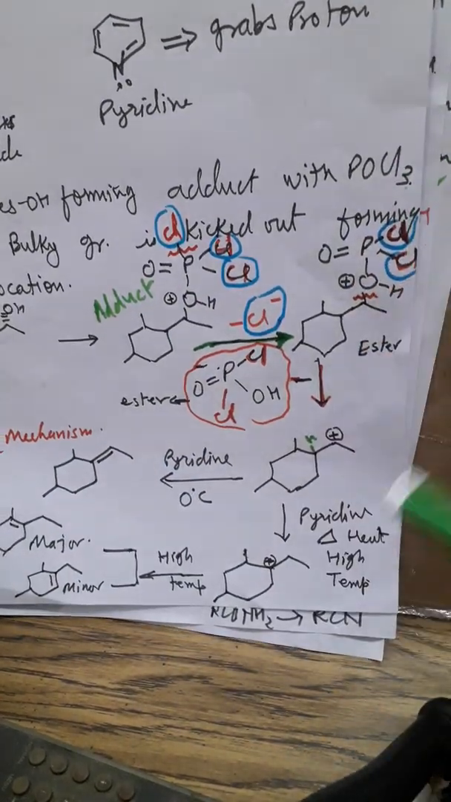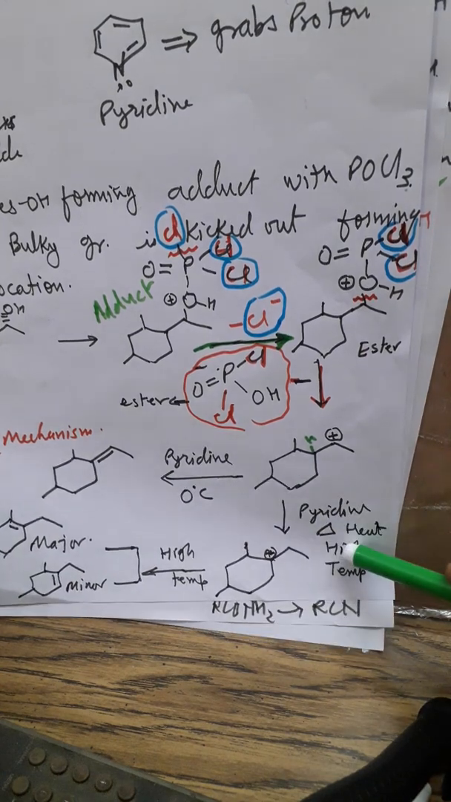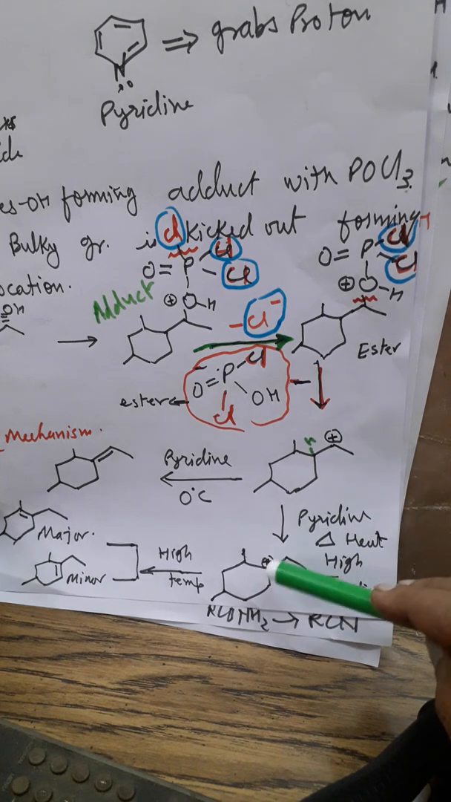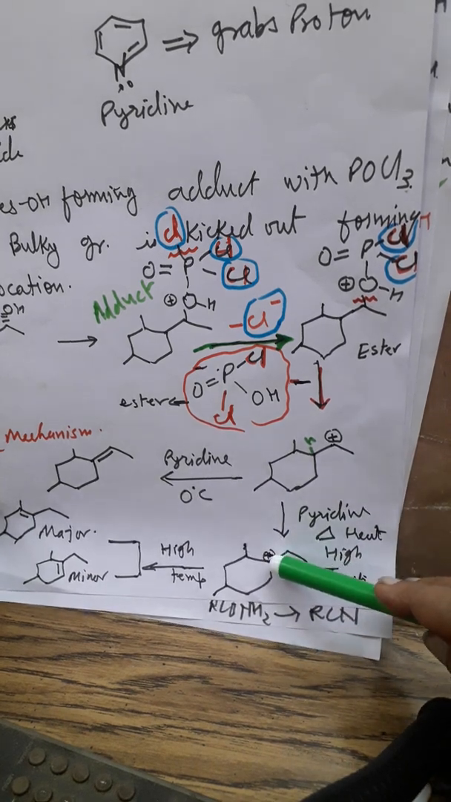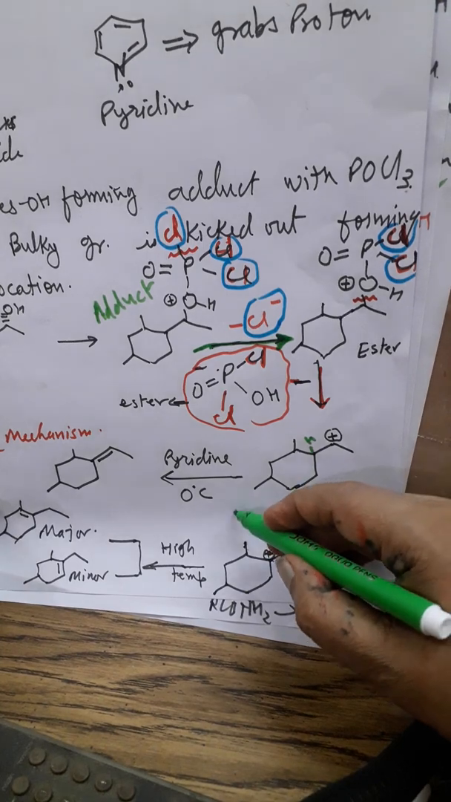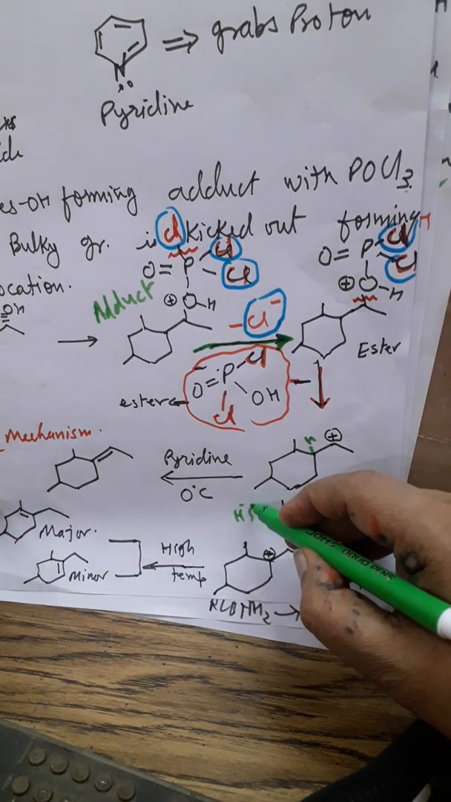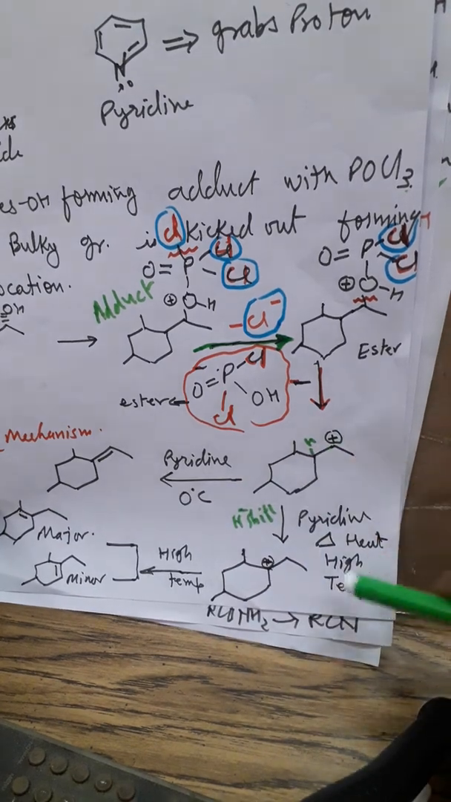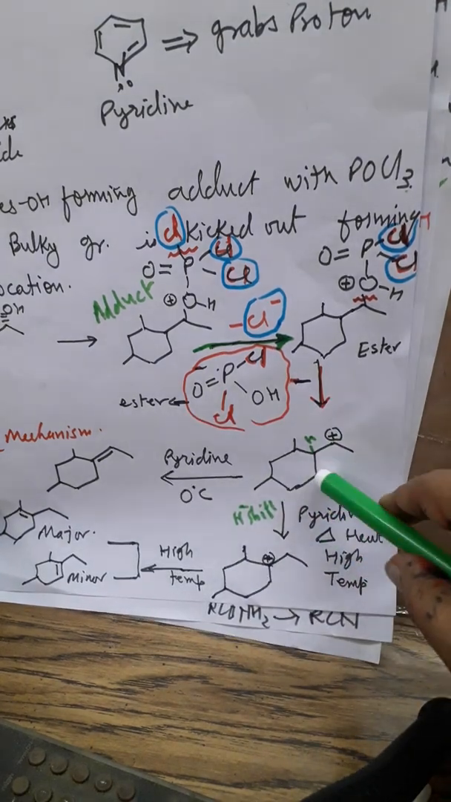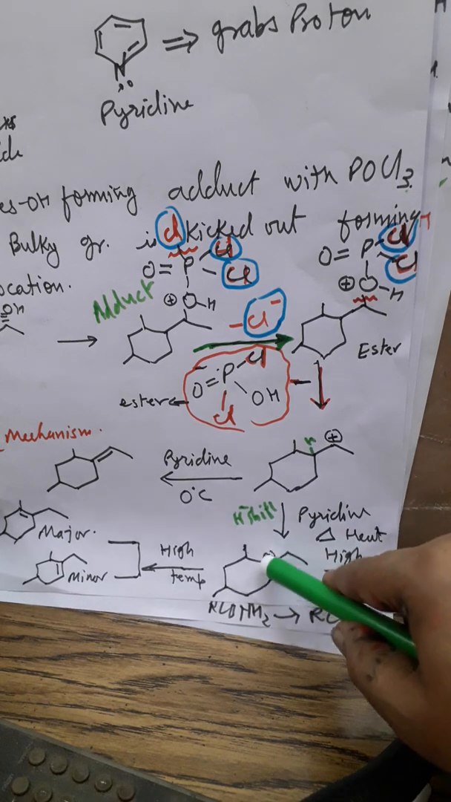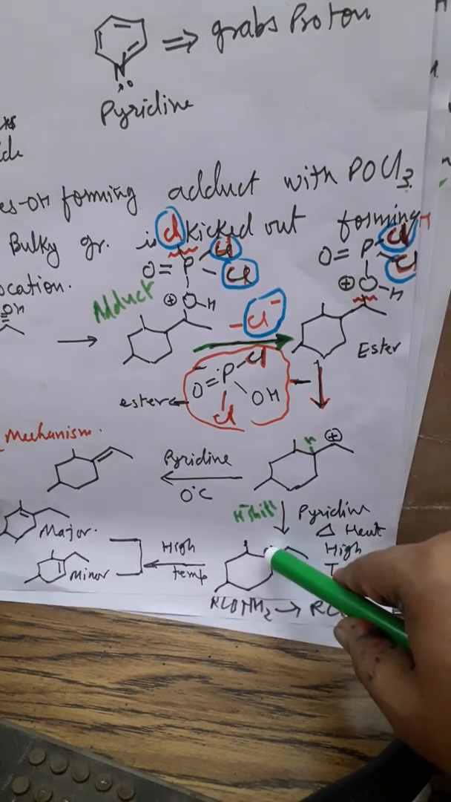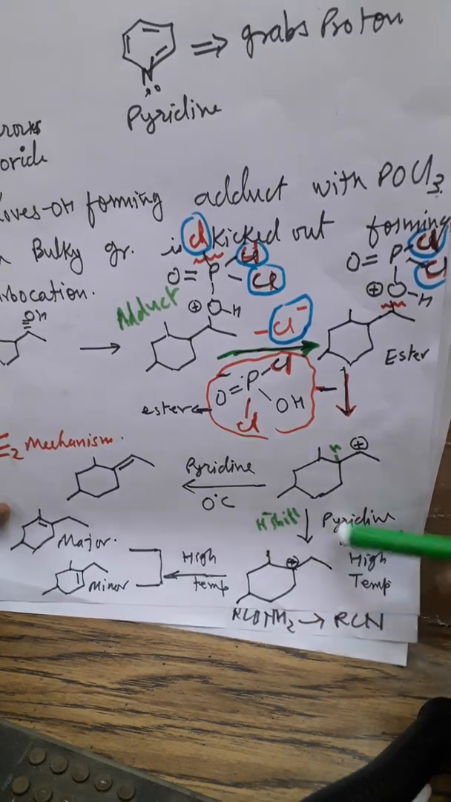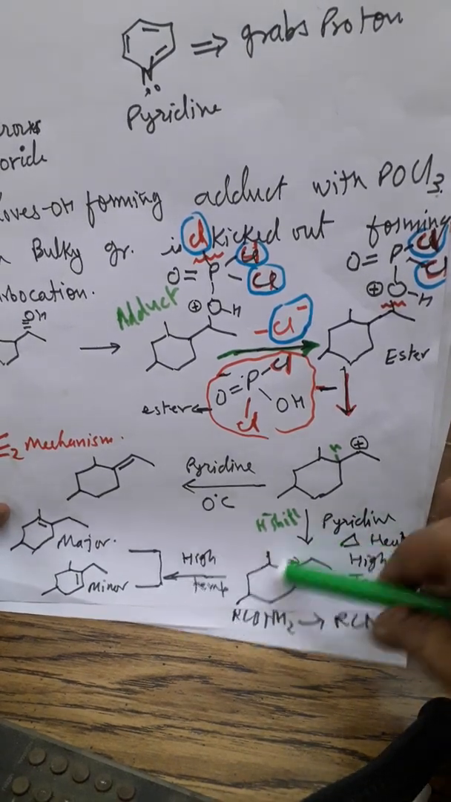But when we are heating at high temperature, rearrangement occurs. This is a 2 degree carbocation. A 1,2 hydride shift will occur, a hydride, H negative, shifts over here. So this hydride shifts over here. So what will happen? We will get a 3 degree carbocation. Is that clear to you? And this rearrangement takes place at high temperature, that is what I am telling you.